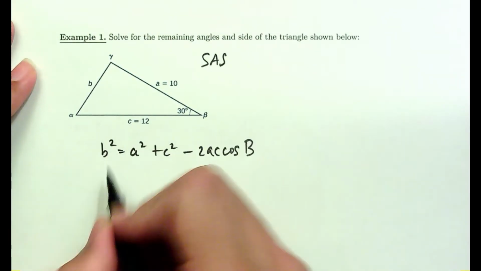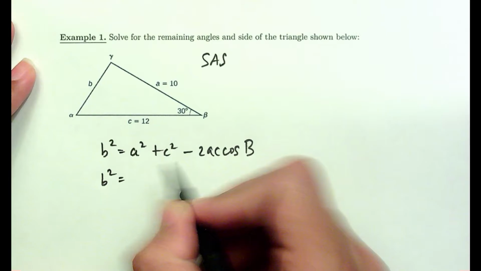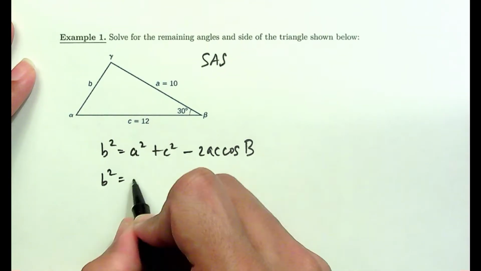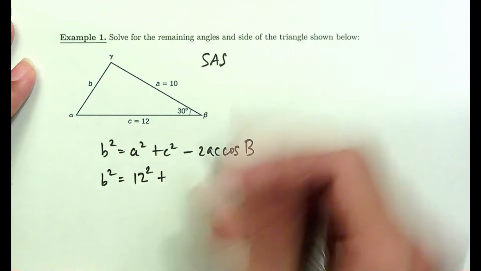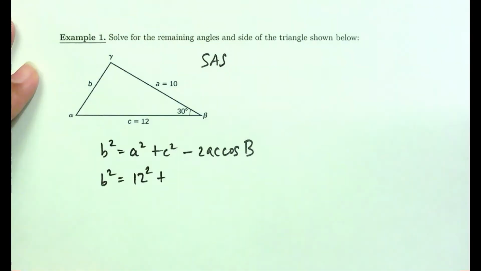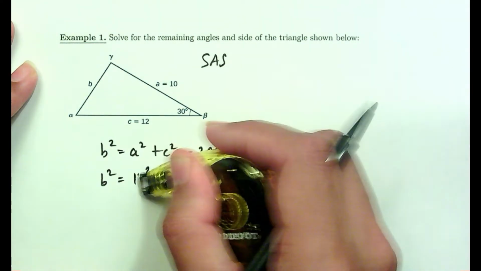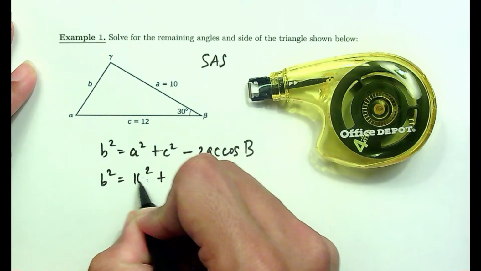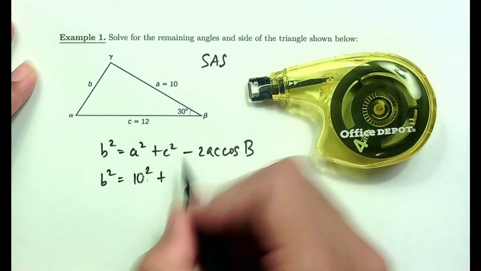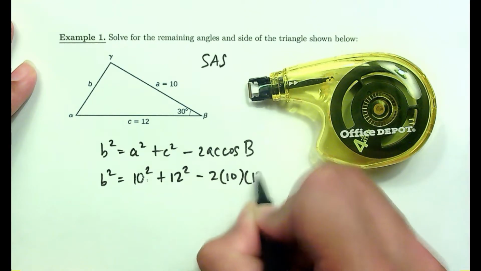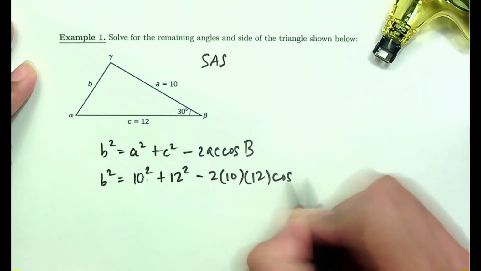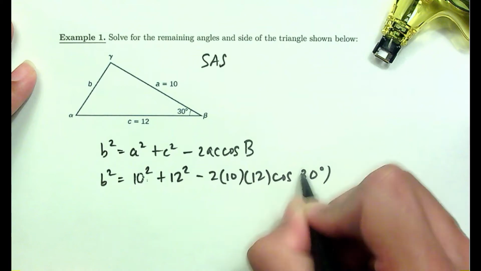Let's do it. So this is going to be b squared equals a squared, which is 12 squared. Sorry, a is 10. Let's fix that real quick. a is 10, c is 12. Minus 2 times 10 times 12 times the cosine of 30 degrees.